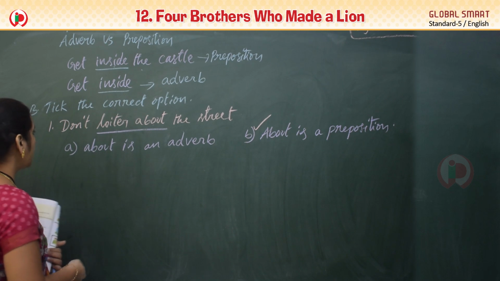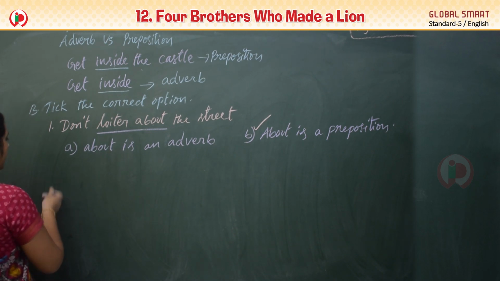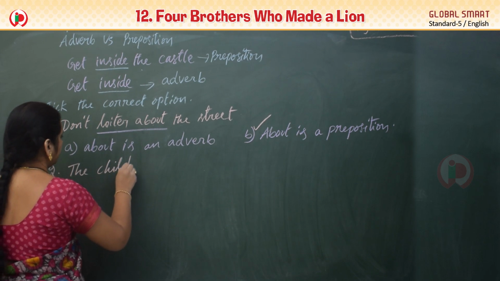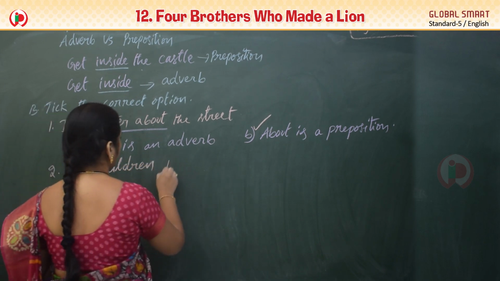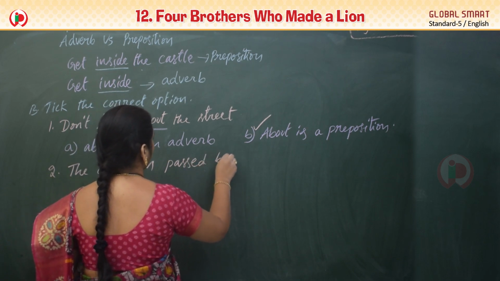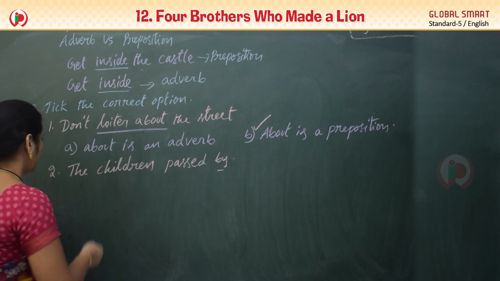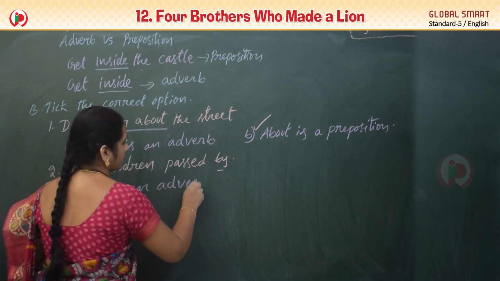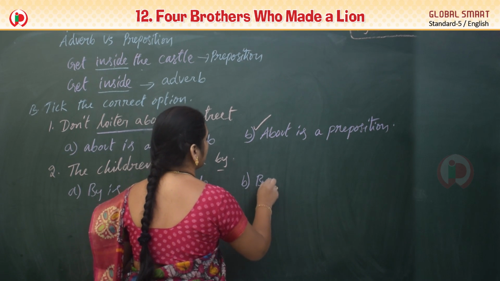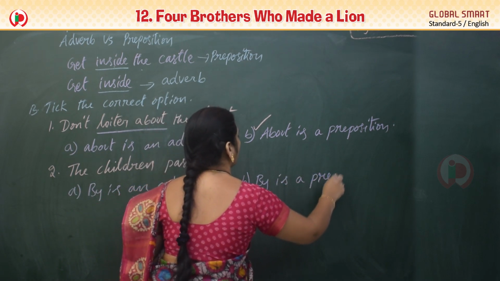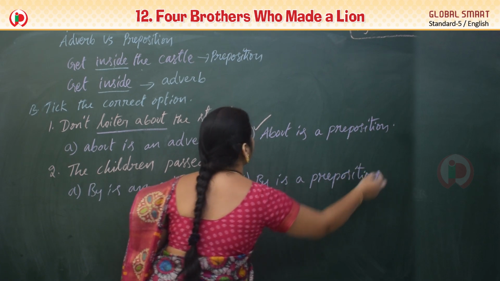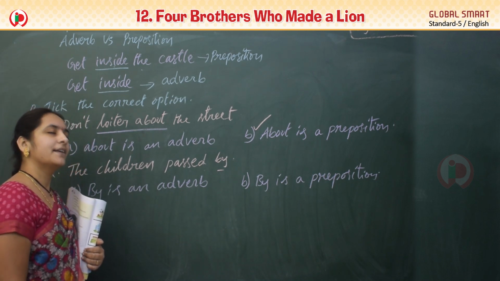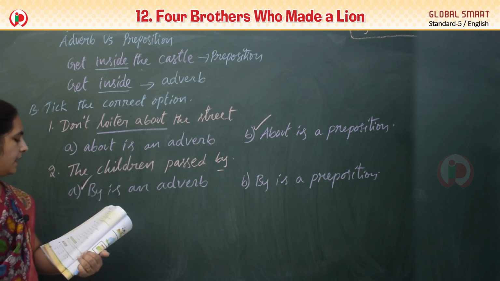And see the next one. Second one: The children passed by. So they are moving on. Passed by. So here in this, by. What are the options? By is an adverb, or by is a preposition. Here, after the by, do we have any other words? No. If we don't have any other words, it means it is an adverb. Very good. So, take the first one, A. By is an adverb.